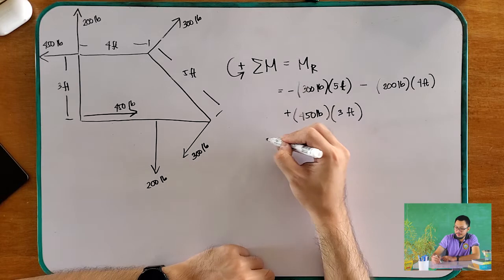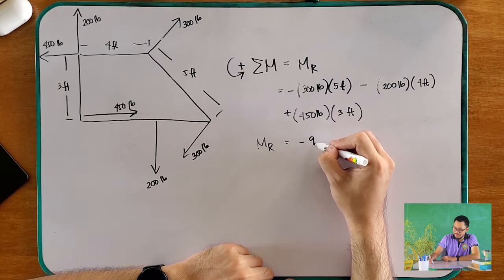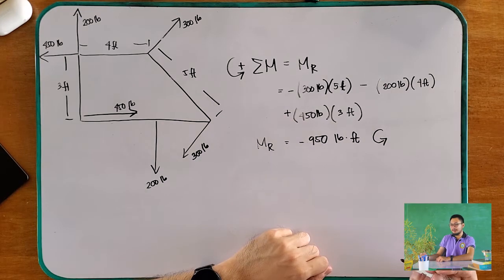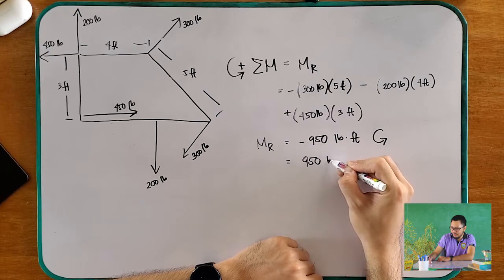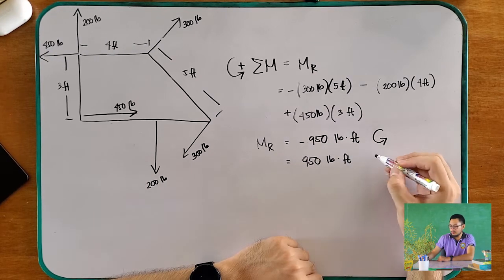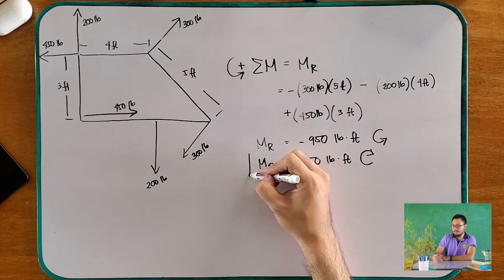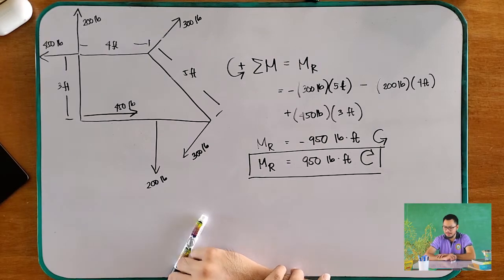So, what is the sum? What is our resultant moment? That is basically equal to negative 950 pound-foot. What is the direction? Negative 950 pound-foot directed counterclockwise. But we can just change this into positive. So, 950 pound-foot rotating clockwise. So, take note. It would be much better if your final answer is positive. Okay? All you do is change the direction.